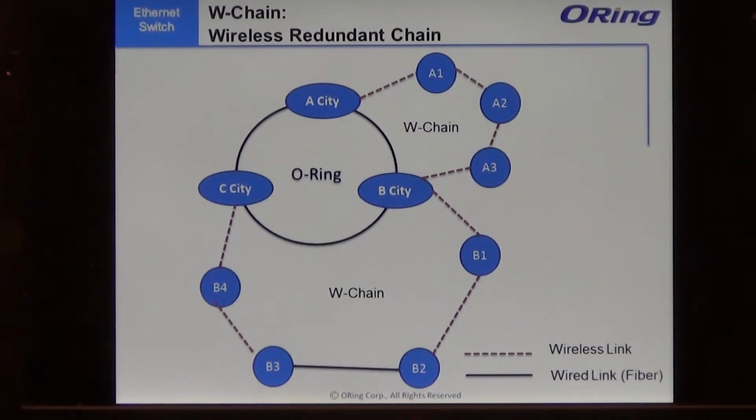So as you can see here, in the center, there can still be an O-ring type redundancy ring using wired connections. However, for the chain type, the customer can use wireless devices or wired devices, depending on their selections.